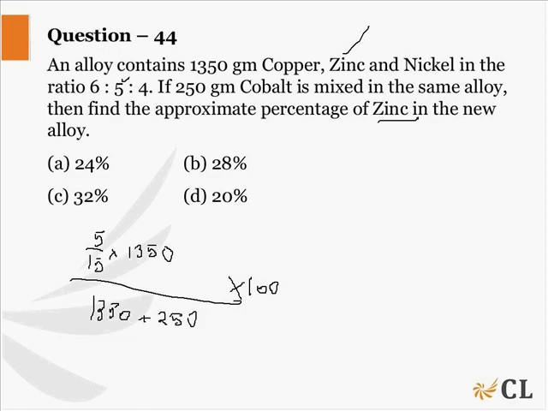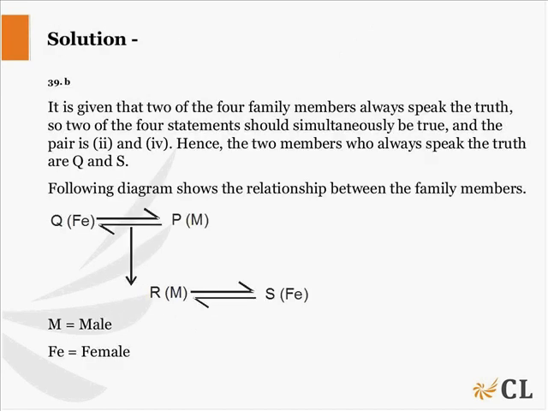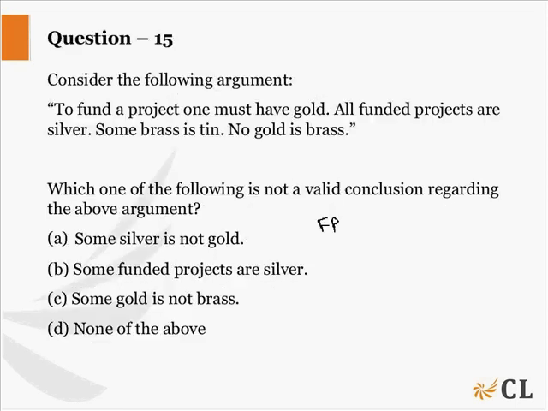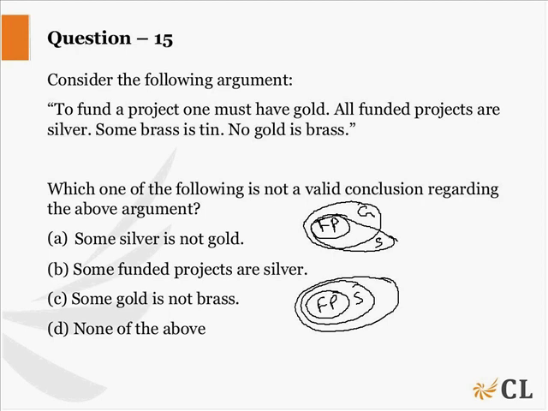Right, question number 15. To fund a project, one must have gold. All funded projects are silver. So it will be like this. It can be like this also. Okay. Then it's saying some brass is tin, no brass is gold. So there is nothing common between this and this.